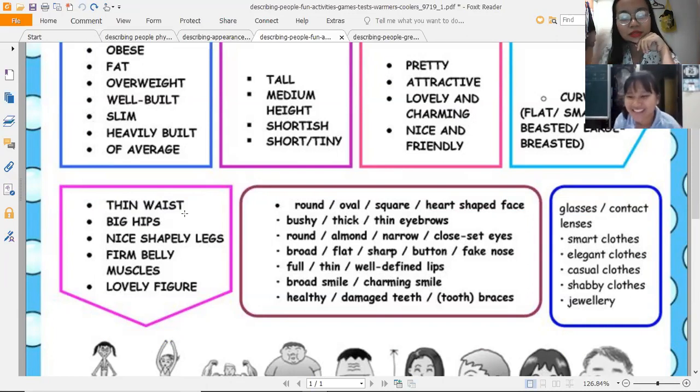Okay, now, next one, big hips. Okay, this one is for you to understand. Okay, not to describe a person. Okay, now, hip. Chỗ này là vòng ba đấy nhá. Okay, big hip. Okay, next one, nice shapely legs. Nice shapely legs, okay, to describe a person who is a model, right? Model, người mẫu. Chân dáng đẹp.